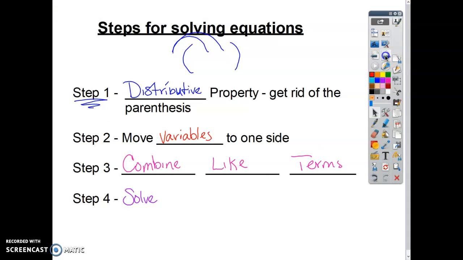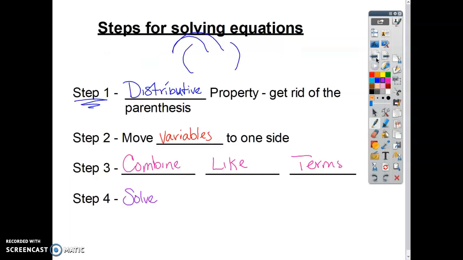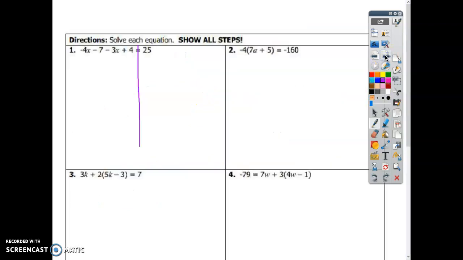Okay, so let's go ahead and start. We're going to do problem number 1, and we're going to follow those steps. So I'm going to draw my line. Step number 1 is distribute. Is there anything for me to distribute? Do you see parentheses on here? No. So you don't have to distribute.